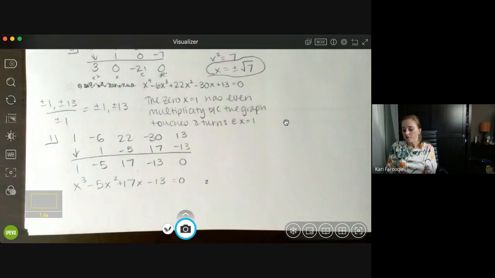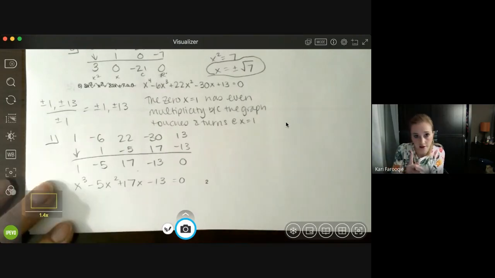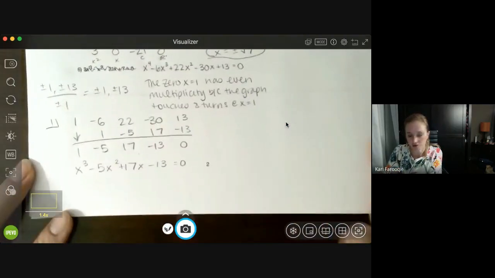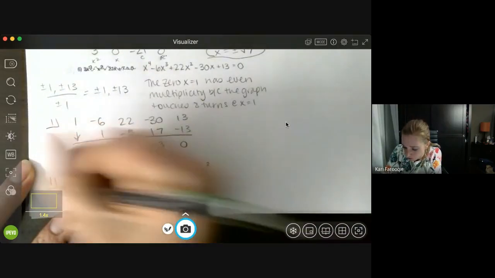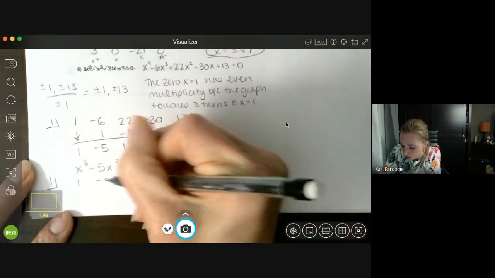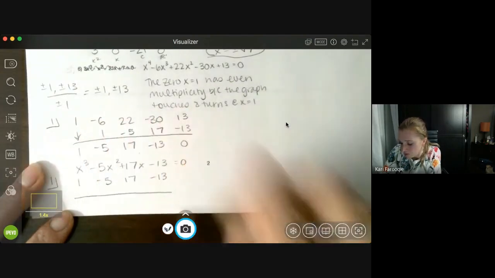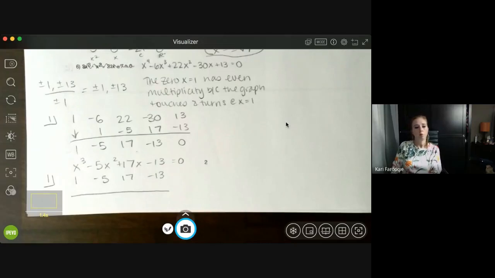Okay, so because the 0 has an even multiplicity, we know that it's a 0 more than 1 time. Doesn't matter if it's 2 times or 4 times, we just know it's more than once. If you know that that has a multiplicity of 2, you can use this number again. So I can take my depressed polynomial, I'm actually going to squeeze it in here because it fits right underneath what I'm doing. 1, -5, 17, -13. And you can actually depress this down 1 more degree and get it down to a quadratic.